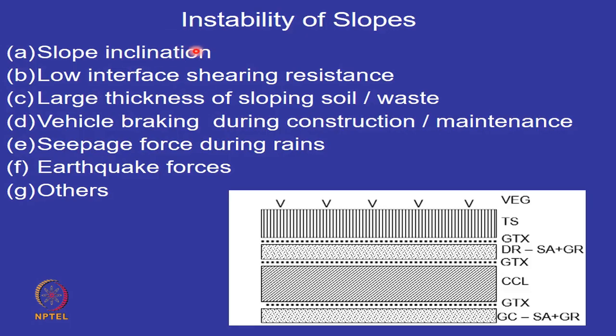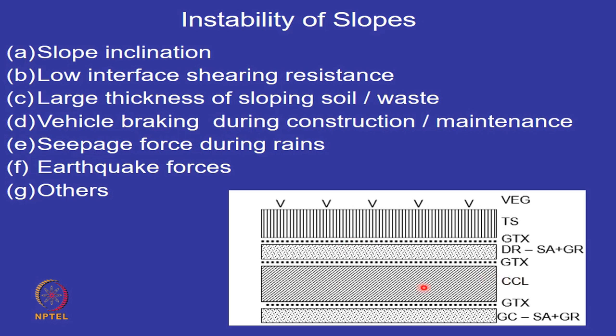So instability occurs because of slope inclination and low interface shearing resistance. No matter how rough I make my geomembrane, it still is not having the highest phi dash. Large thickness of the soil on top, vehicles will travel on this cover while you're making it. Seepage forces during rains, earthquake forces will occur, and others. So all these interfaces, it's not just about the interface between the geomembrane and the soil.